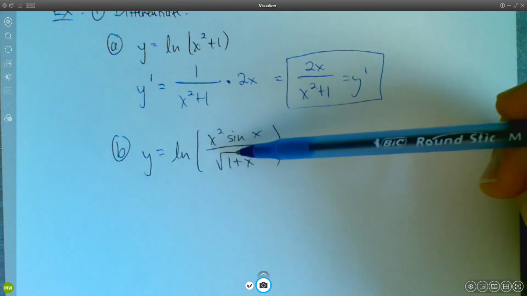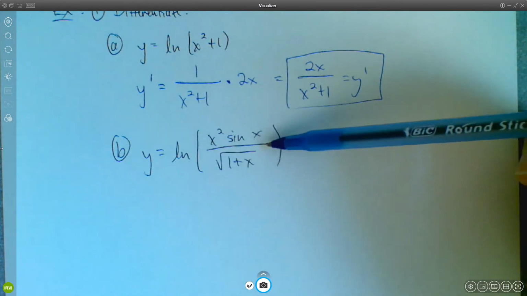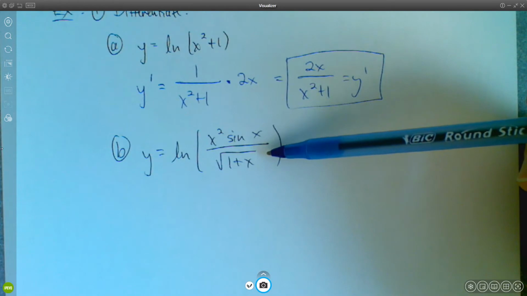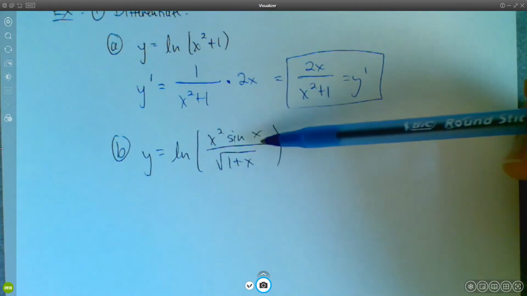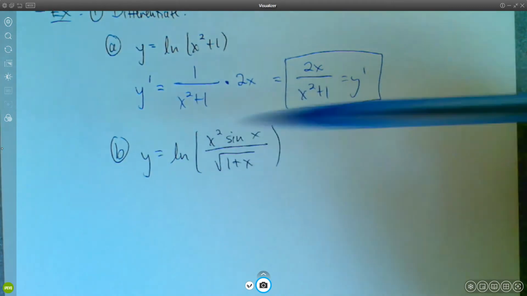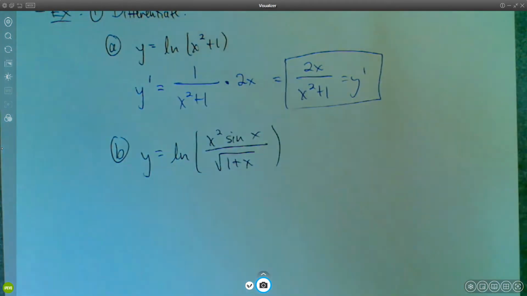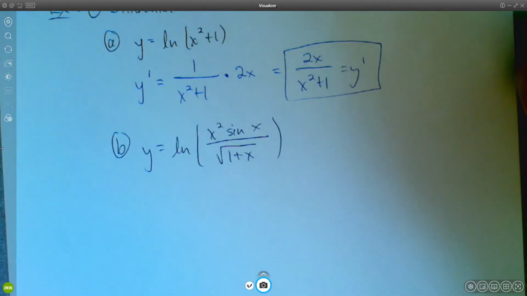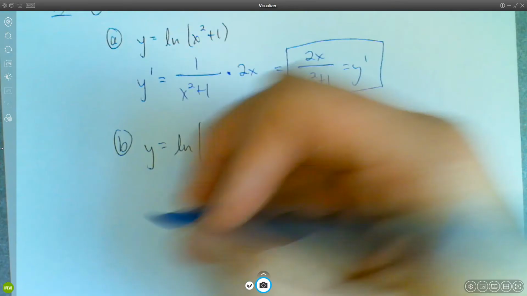You could call this 1 over x squared sine x over square root of 1 plus x, and then times the derivative of all this stuff, which is going to require some quotient rule and then a product rule within a quotient rule, and it's going to get really ugly. But you could do it that way.